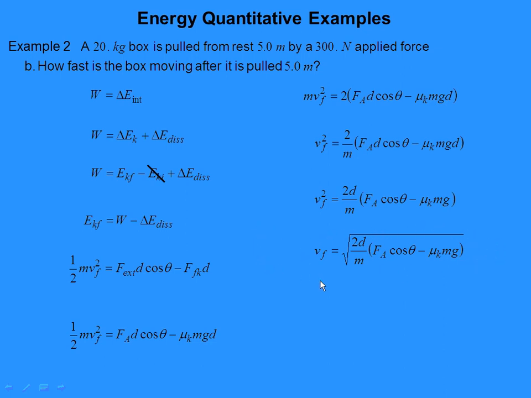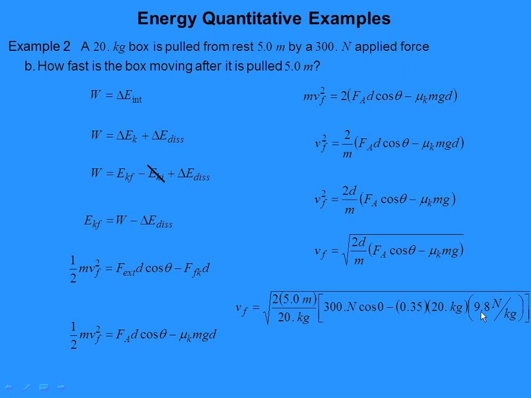The one thing here you might want to look back at, remember work is external force, which is the applied force, times d times the cosine of the angle in between. Since it's being pulled the same direction it's moving, the cosine of theta is the cosine of 0. 5 meters is the distance, 20 kilograms is the mass, 300 newtons is the applied force. The coefficient of kinetic friction between the box and the surface is 0.35, and of course the gravitational field strength near the surface of the Earth, 9.8 newtons per kilogram.